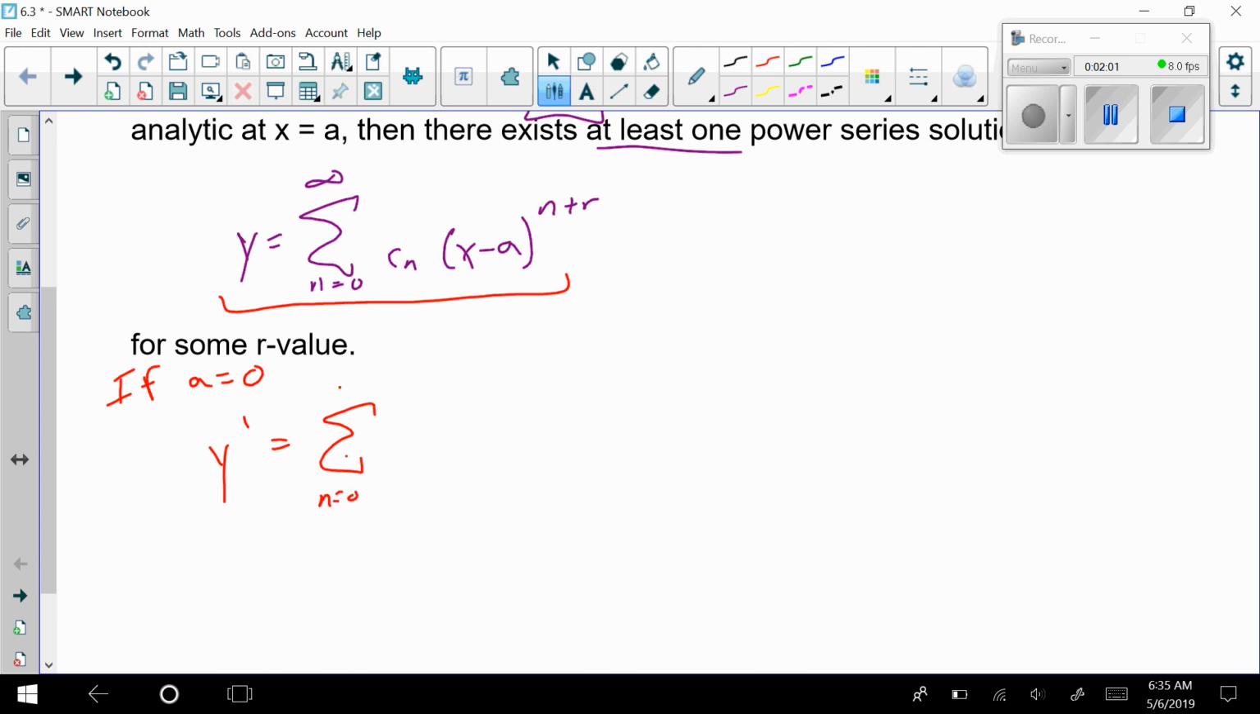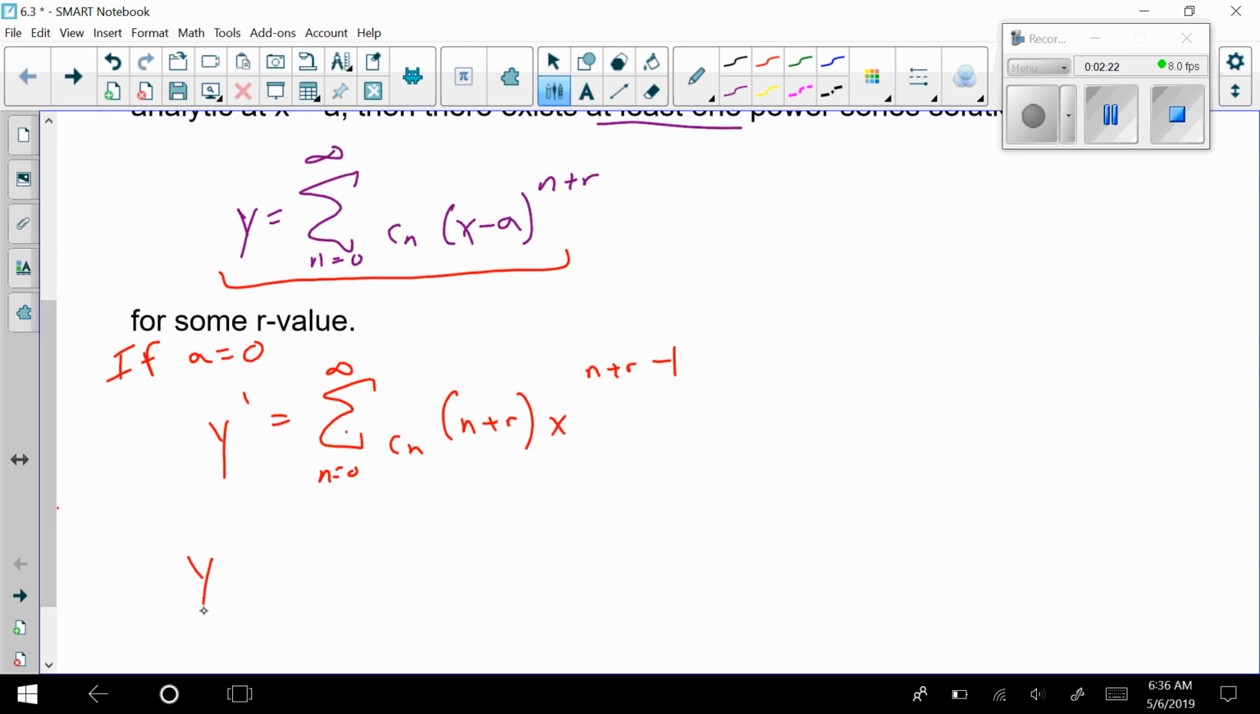Which would then be y prime is equal to the summation n equals 0 to infinity. I would have my c sub n. Okay, now taking the derivative of this, right, well, the power would come down, so that's n plus r, times, well, it's x minus a, but remember, a is 0, so that's just an x, and then it's n plus r, and then that's minus 1.